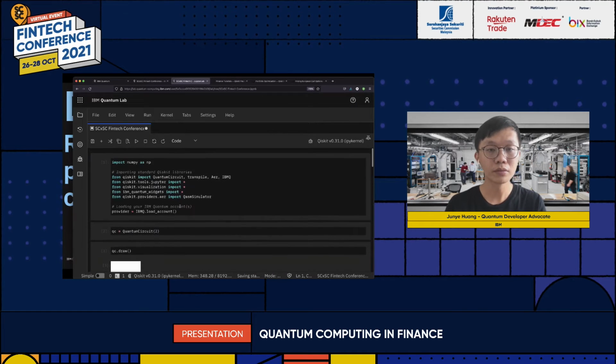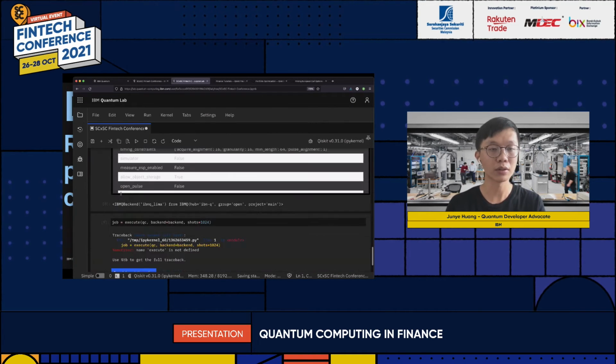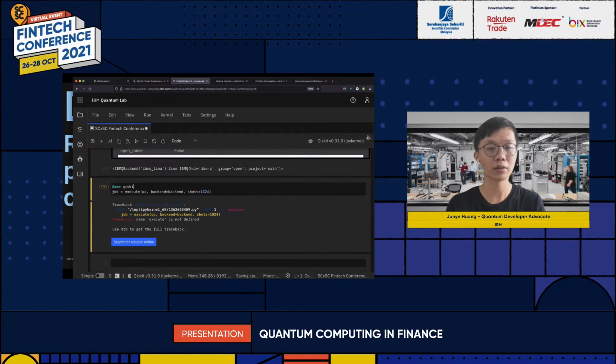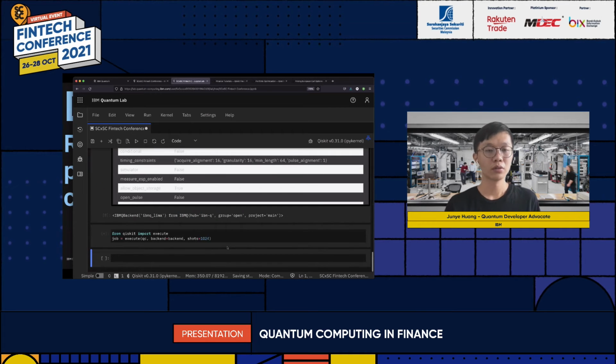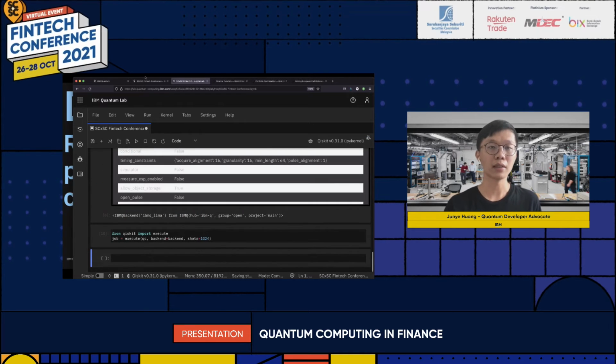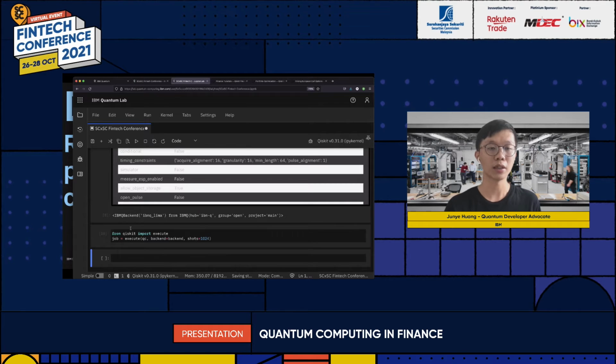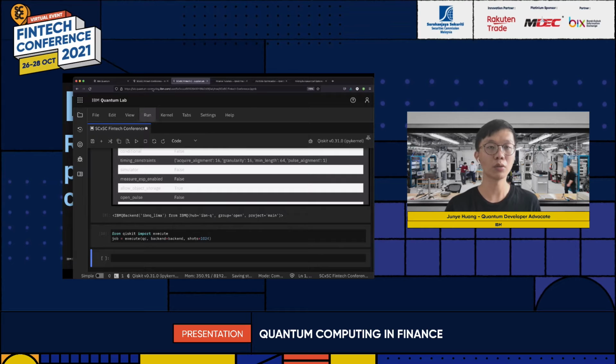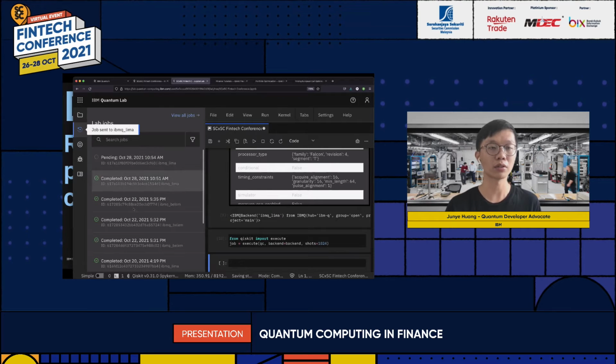Okay, I need to import this. So it does exactly the same thing I did in the composer. You just send a job to IBM Q Lima. So we can go back and see how the job looks like.